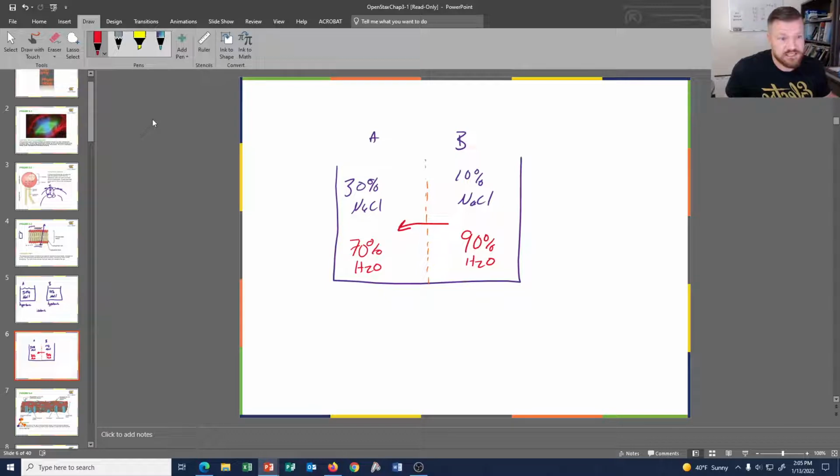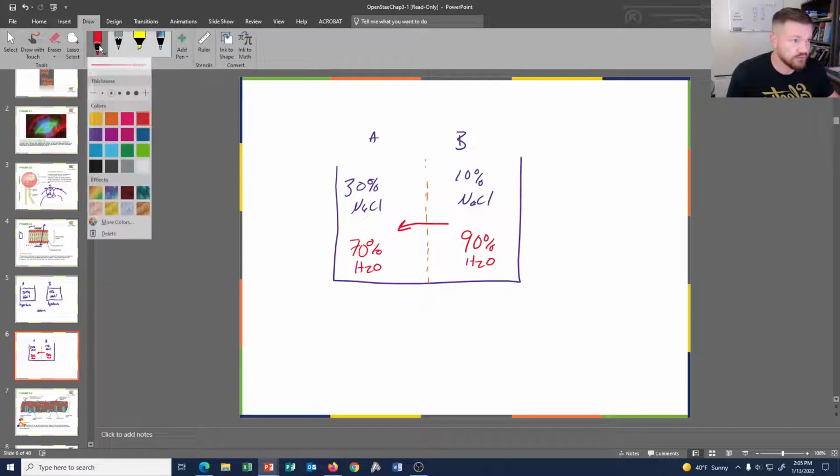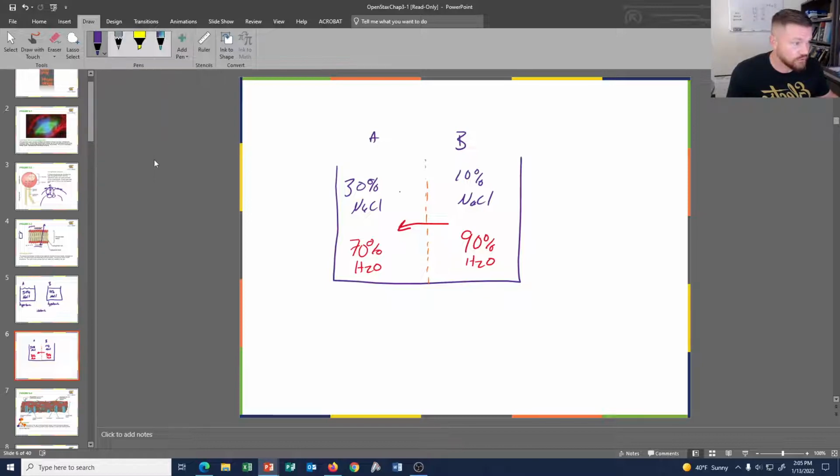I could just as easily ask you, so let's say this membrane allowed both water and salt to move across, right? And so I would say, which way would water move, and then which way would salt move? Well, water would move from B to A, but salt would move from A to B, right? Because this is the high concentration of salt to the low concentration of salt. So things tend to move down their concentration gradients when the membrane allows, right?